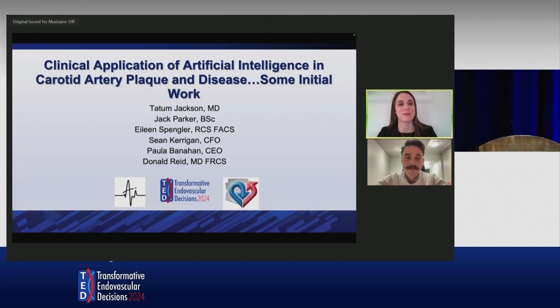Hello, my name is Dr. Tatum Jackson, and I'm going to present to you this morning our plans for utilizing artificial intelligence to detect plaque morphology from carotid ultrasound scans. It is our hope that through the algorithms of AI, we will be able to characterize high and low risk carotid artery plaques undergoing interventional treatment.